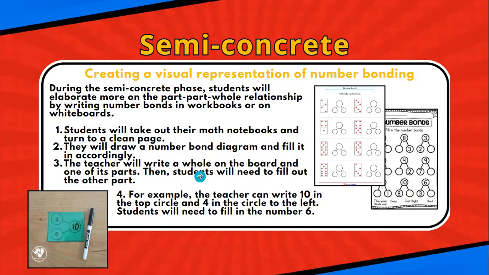And then here's an activity that can be done in a math notebook. So students will take out their math notebooks and turn to a clean page. Then they will draw a number bond diagram and fill it in accordingly. The teacher can write a whole on the board and one of its parts. Then students will need to fill out the other part. For example, the teacher can write 10 in the top circle and 4 in the circle to the left. And then students will need to fill in the number 6 in order to complete the number bond.